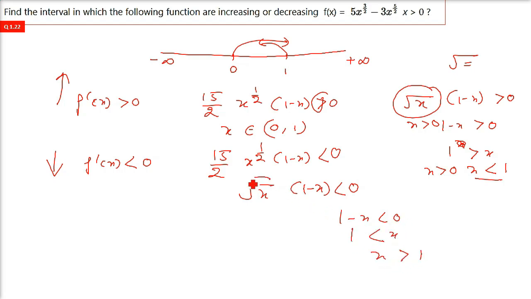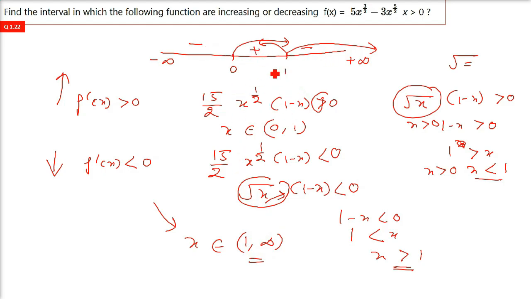So if x is greater than 0, x is greater than 1, what does it mean? It means x should be greater than 1. So what will be the solution here? x belongs to (1, positive infinity). This is the answer. So this is minus, plus, minus, where it is increasing or decreasing. Increasing we put plus, decreasing we put negative or minus.